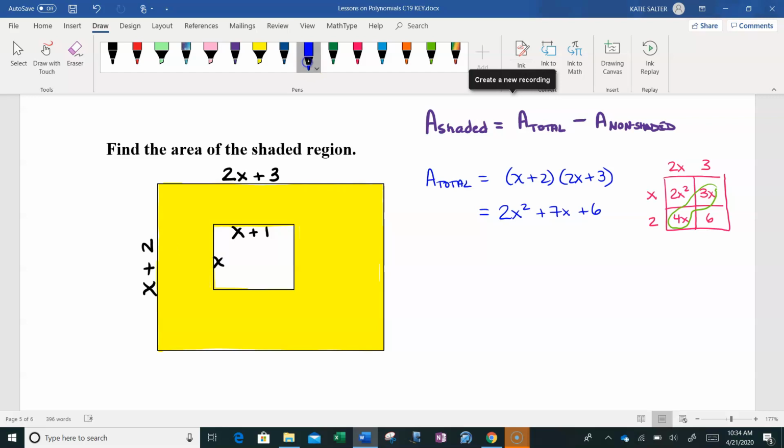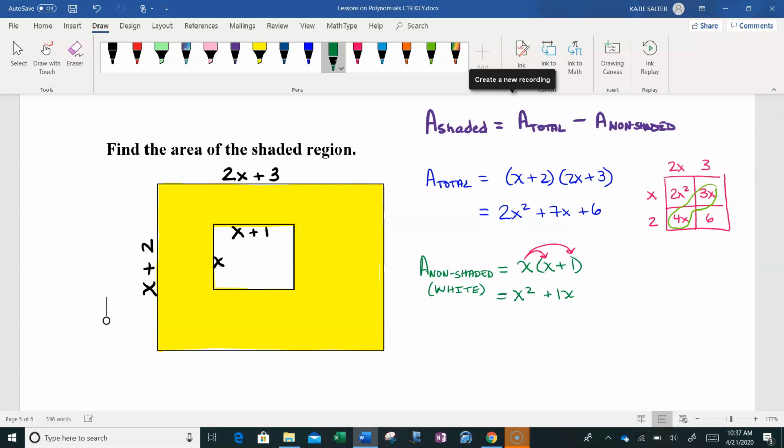Now we need to find the area of the non-shaded rectangle, in other words, the white rectangle. To do that, length times width, we're going to say x times x plus 1. Notice in this case we're not multiplying a binomial times a binomial, so there's no reason to draw a box or to do FOIL. All we have to do is straight up distribute. x times x gives us x squared, and x times 1 gives us plus 1x.